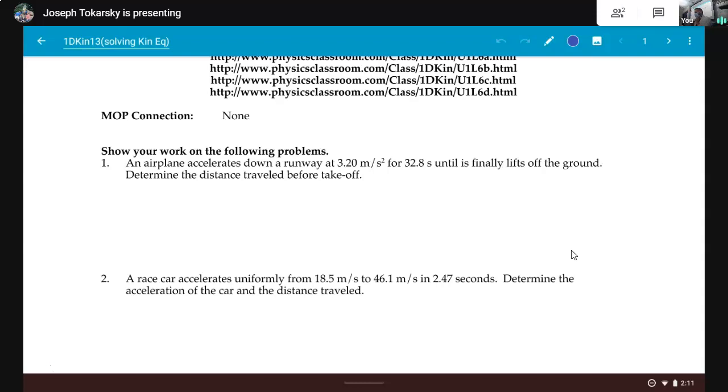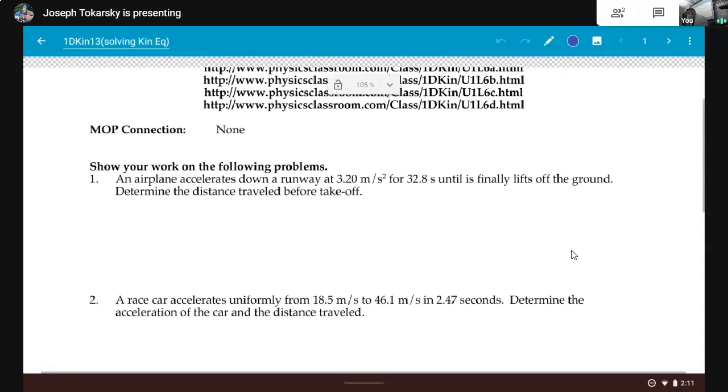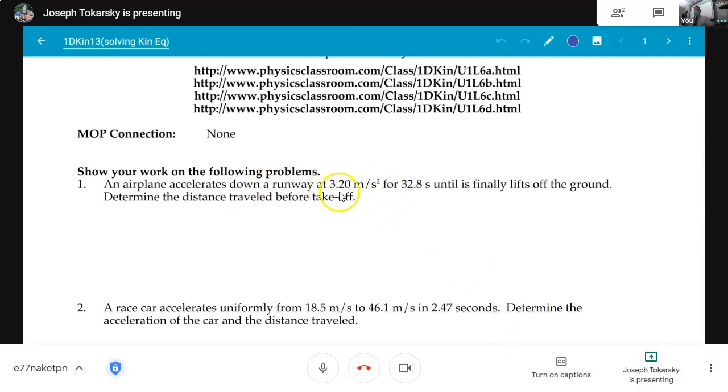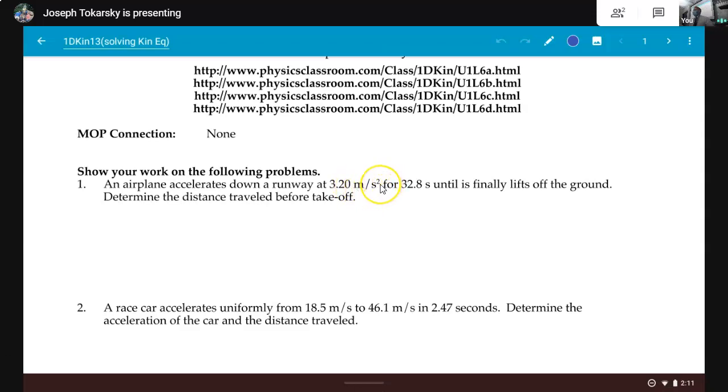Alright, so anyways, number 1, an airplane accelerates down a runway at 3.2 meters per second squared. So right there, if we freeze, if we know our units well, 3.2 has to be what kind of value, since it has meters per second squared as a unit? That's only a unit for what? Did we learn? Nope, careful. Meters per second could be a velocity, but meters per second squared has to be a what?